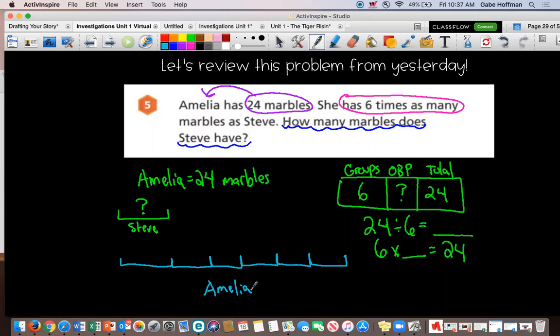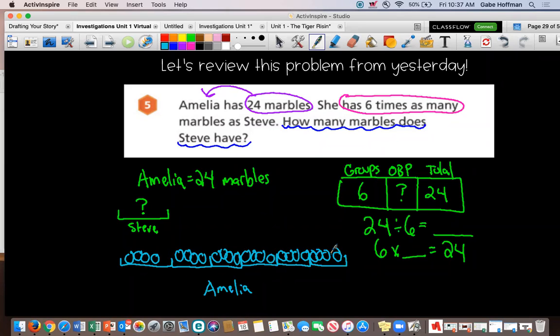Now we have 24 marbles that we need to split up evenly in those groups to understand how many Steve has. I have no idea where I got the name Nick from. So we're going to go 1, 2, 3, 4, 5, 6. What number am I going to stop at? 24. Thank you. She has 24 total. So 6, 7, 8, 9, 10, 11, 12, 13, 14, 15, 16, 17, 18, 19, 20, 21, 22, 23, 24.